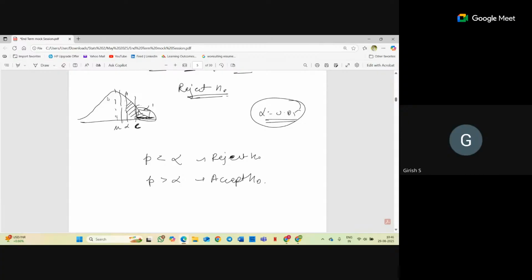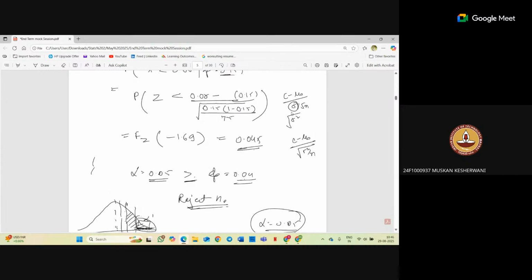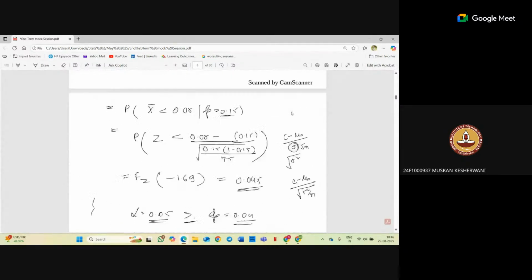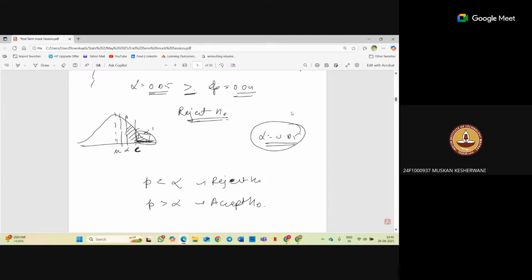Ma'am, we are saying X bar should be less. If X bar is less than, we'll reject. But here our X bar is like 0.045 something, 0.04, and alpha is 0.05. Then we should accept now, because alpha is greater than, and we need lesser than.